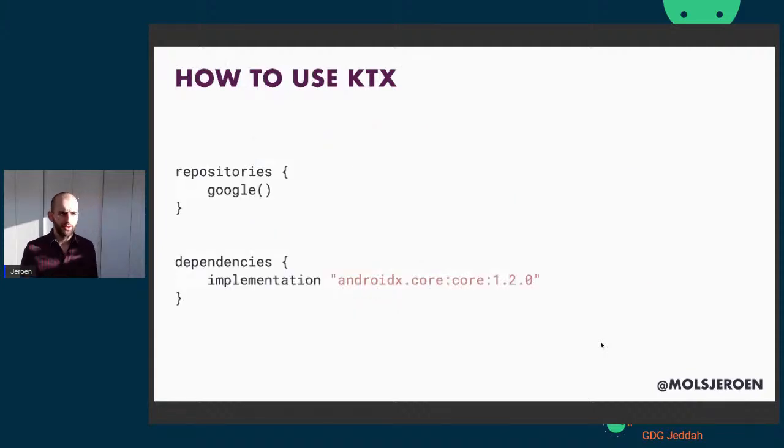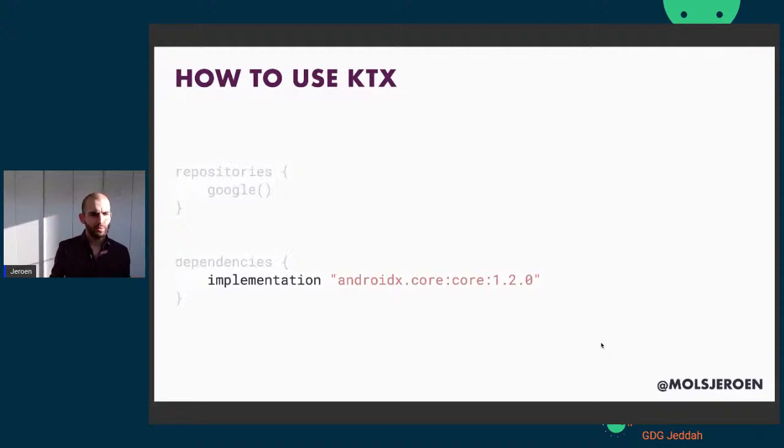How do you use it? Well, instead of using the normal artifact you would use on Android, which is androidx.core, the core artifact, you replace this with a new artifact called core-ktx. So this is everything you need to do, and then you get the KTX extension functions.